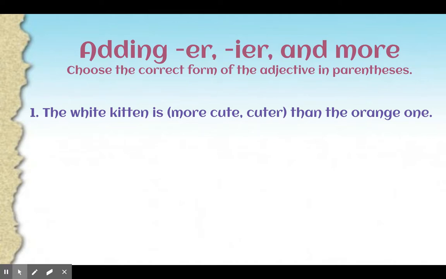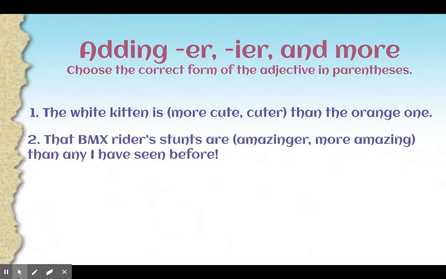So let's look at a couple of examples with sentences. The white kitten is more cute or cuter than the orange one. You should have said cuter. Cute is a one syllable word, so we're just going to add the ER. That BMX rider's stunts are amazinger or more amazing than I have ever seen before. You should have said more amazing because amazing has 3 syllables. We're going to add the more before.